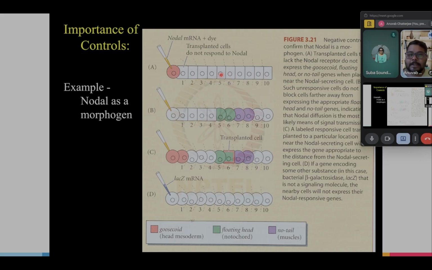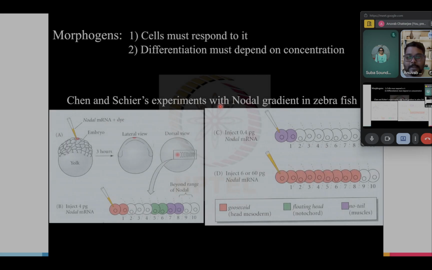The first thing they did is that, in this example they have taken cells which are circular as the ones which can respond to the nodal mRNA, and the box cells are the ones that cannot respond to the nodal mRNA. Now a question that they were trying to ask is, say all of this does not depend on the concentration of nodal itself. It is where the cells in which you inject nodal, they undergo a particular change.